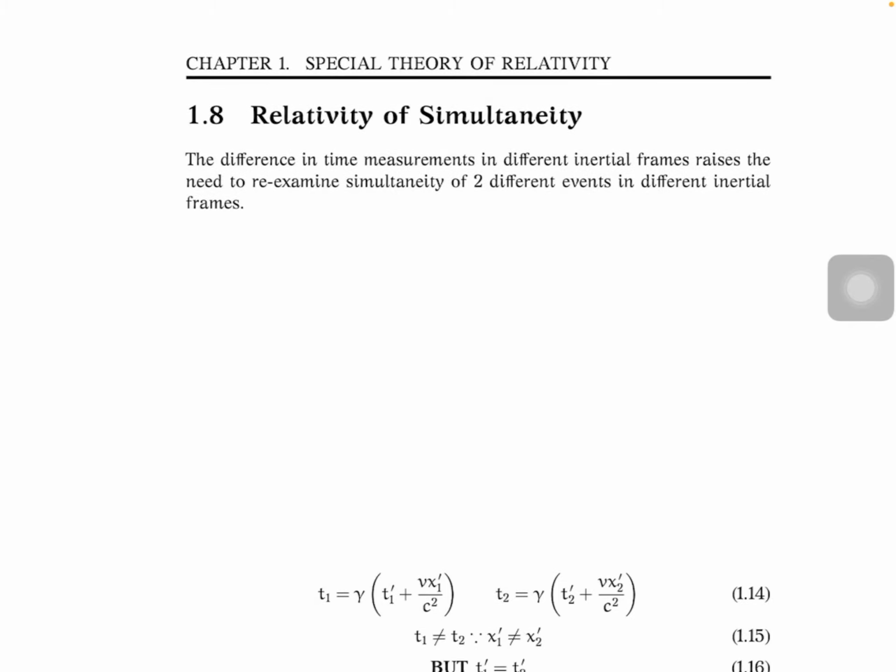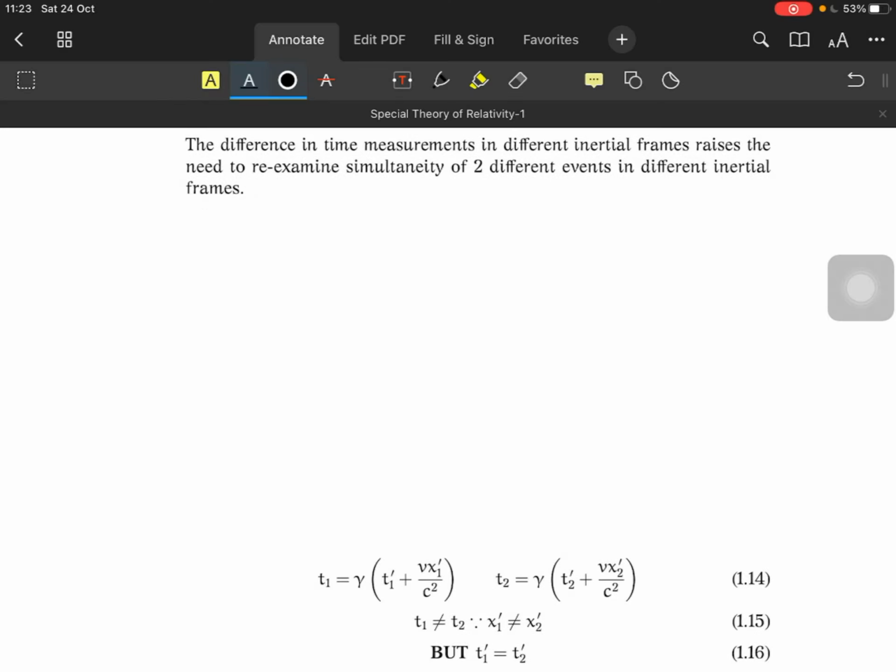Loss of simultaneity states that two events that are simultaneous in one inertial frame may not be simultaneous in another inertial frame of reference. This is a little difficult to visualize because we don't deal with relativistic velocities in real life. Now, why does that happen?